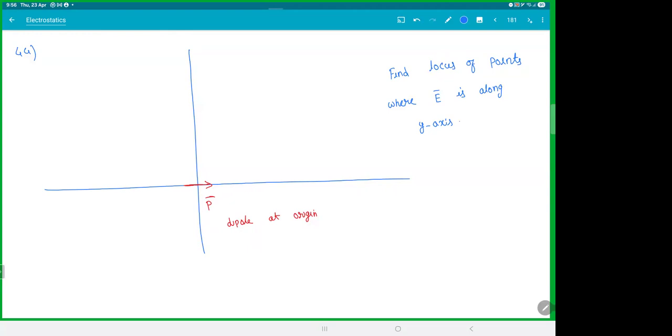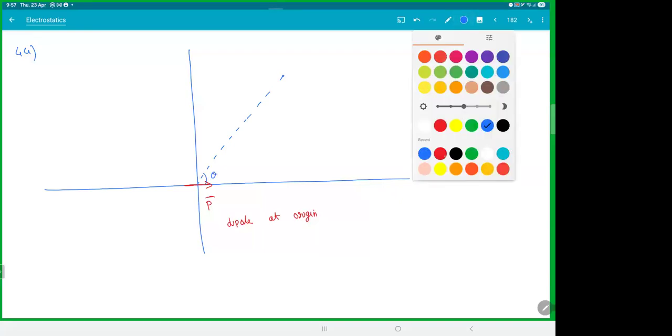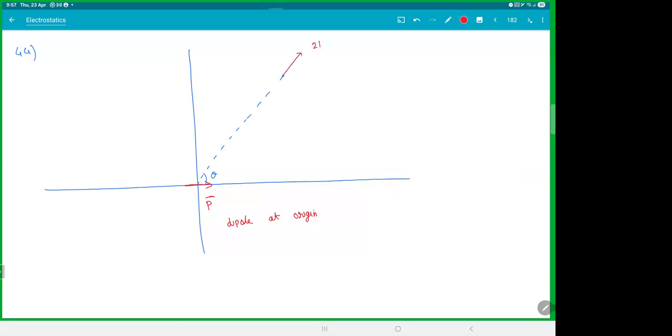Any answers? So let's start like this. Let the point be x comma y. Let's take some random point somewhere here. Let this be angle theta. So the field here will be 2 kp cos theta by r cube. And this field will be kp sin theta by r cube.